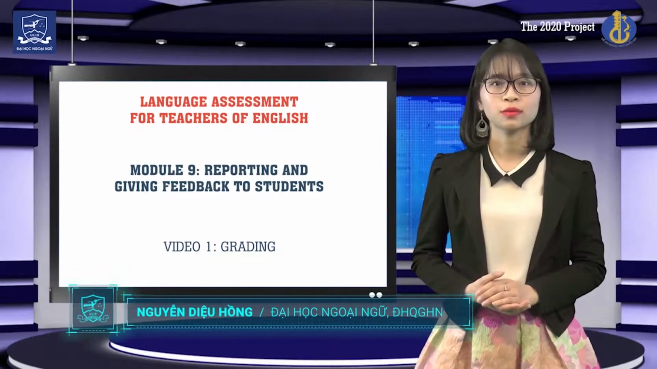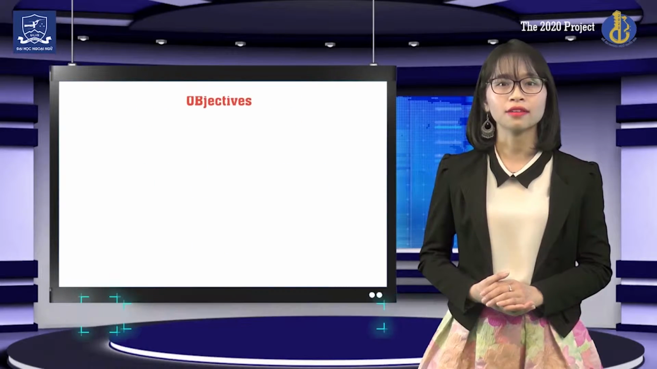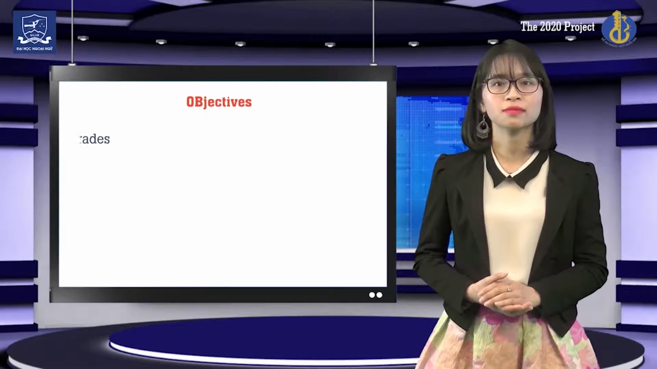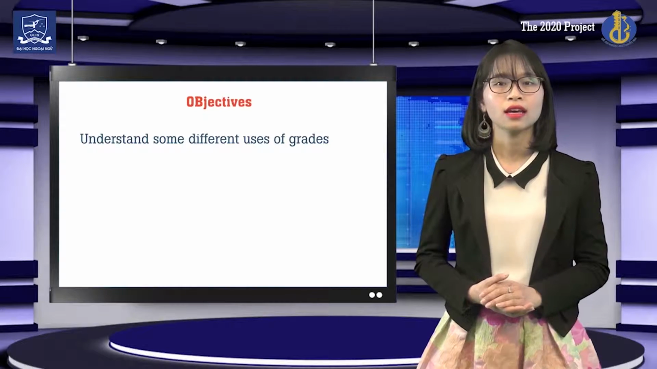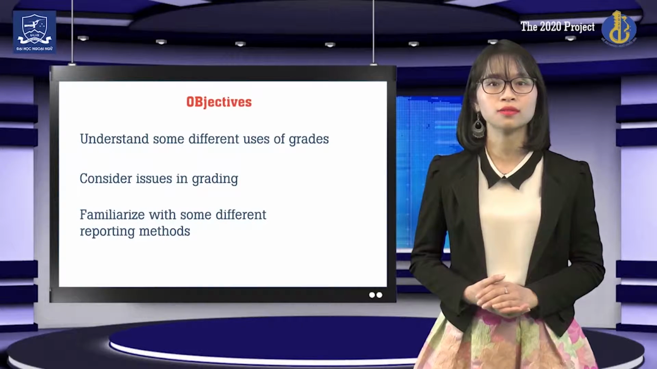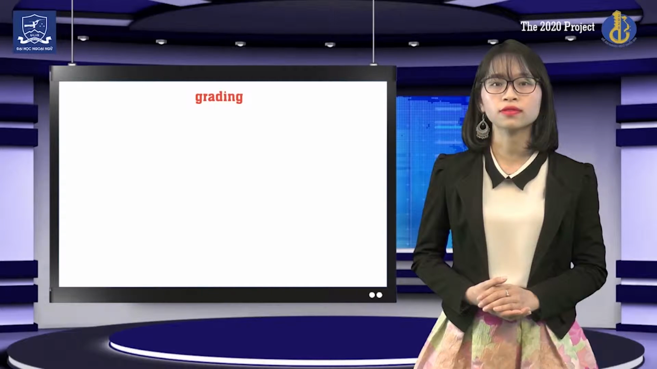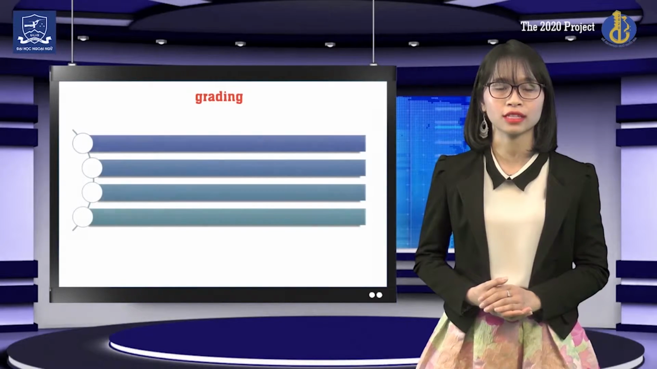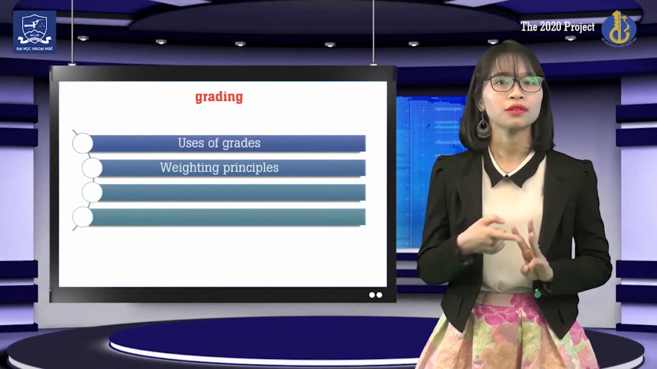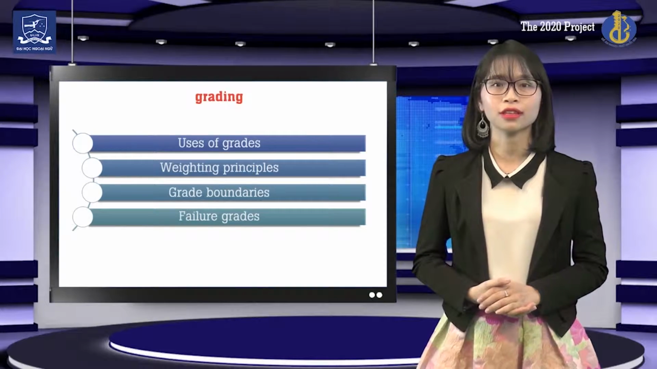In this module, we discussed reporting and giving feedback to students. After this section, you're expected to be able to understand some different uses of grades, consider issues in grading, and familiarize yourself with some different reporting methods. In this first video, we'll focus on 4 aspects of grading, which are use of grades, grading principles, grading boundaries, and failure grades. Now, let's start with use of grades.